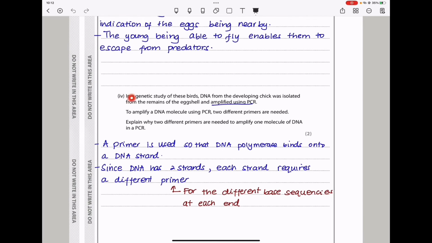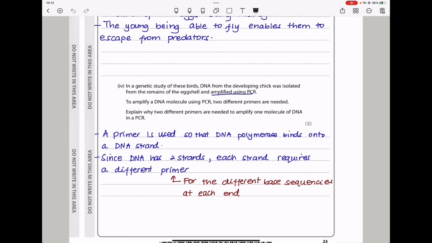Down here they say, in a genetic study of these birds, DNA from the developing chick was isolated from the remains of the eggshell and amplified using PCR. To amplify a DNA molecule using PCR, 2 different primers are used. Explain why two different primers are used to amplify one molecule of DNA in a PCR. This is because the DNA has two strands, so each strand has to be copied, and therefore we need to have two primers. So I say a primer is used so that the DNA polymerase can bind onto a DNA strand. Since DNA has two strands, each strand requires a different primer.